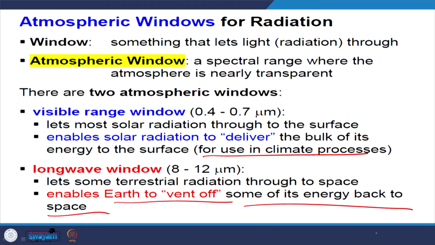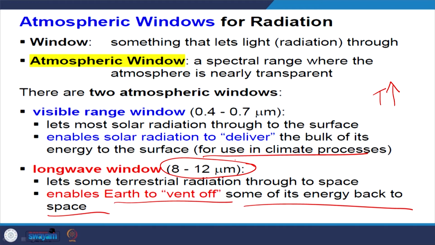Now, if the greenhouse gases had the ability to absorb this energy also, what would happen? The average temperature of the Earth would rise incredibly. That is why this long wave window is helpful for losing some energy away from the Earth. So, where does this radiation go? It simply escapes to space.